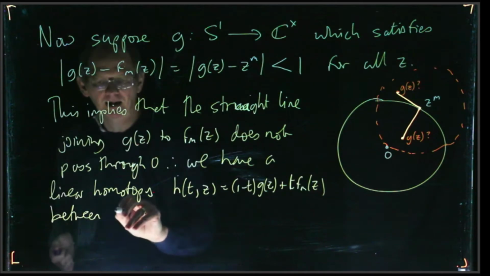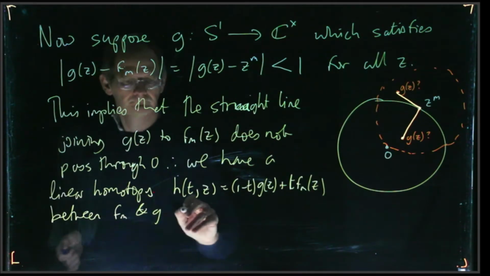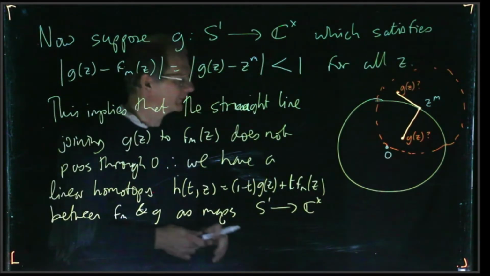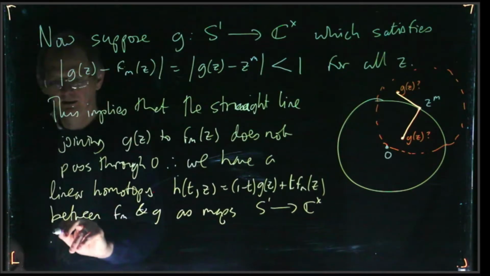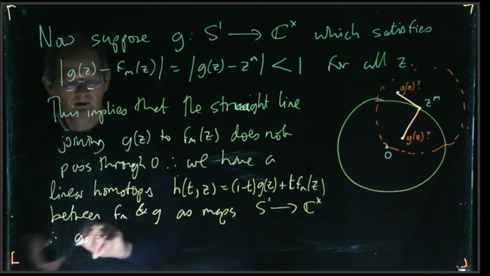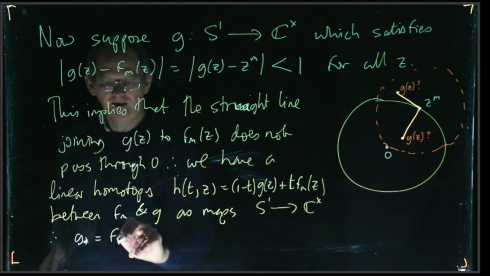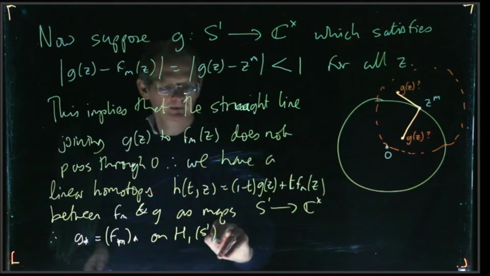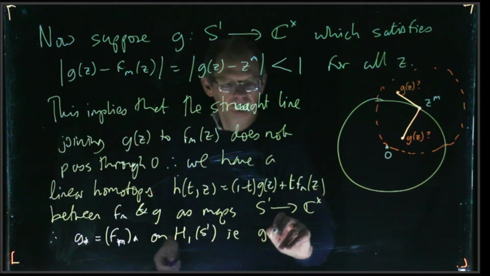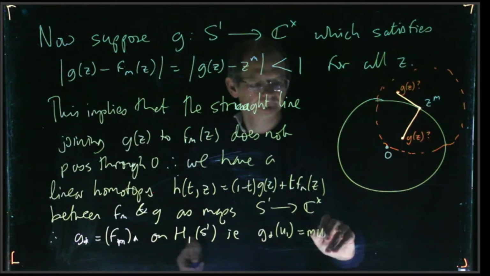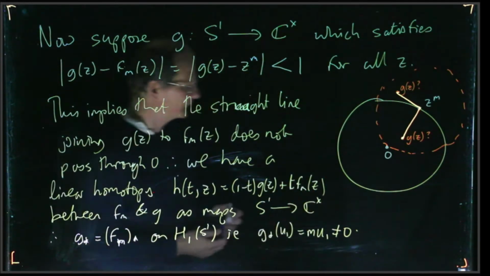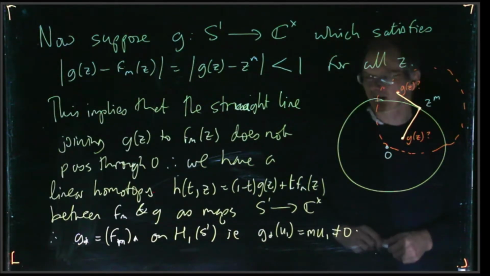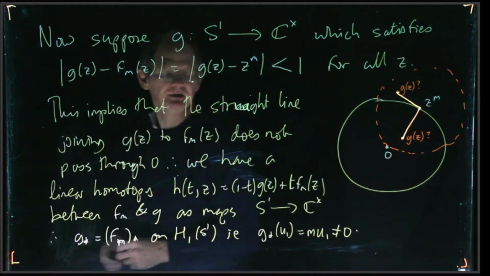So between F_m and G, as maps from S^1 to non-zero complex numbers, that means that G star is the same thing as F_m star on H_1(S^1), i.e. G star u_1 is m u_1, which is non-zero. Okay, so if anything's sufficiently close to the z-to-the-m power map, then it will also be non-zero on homology.